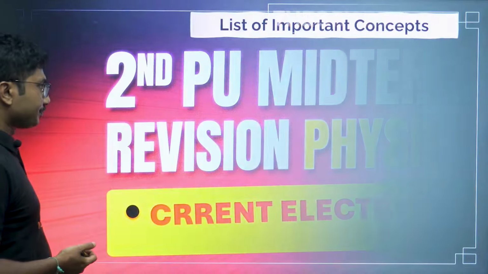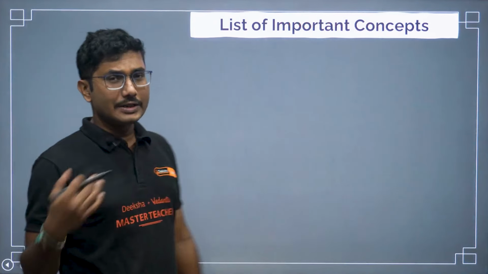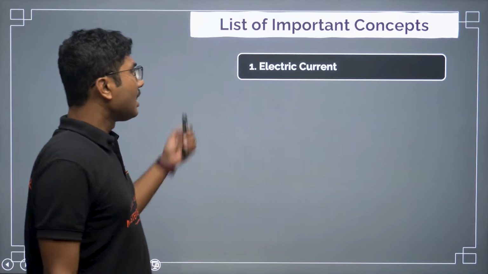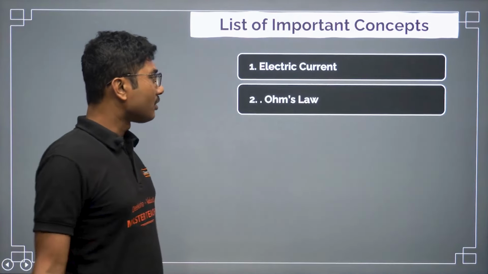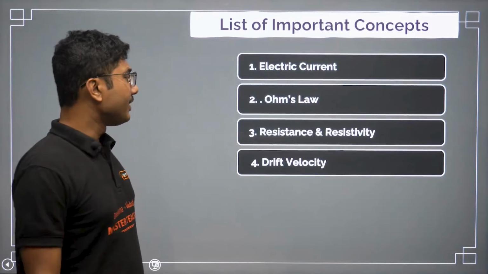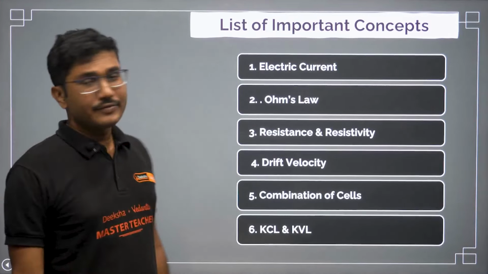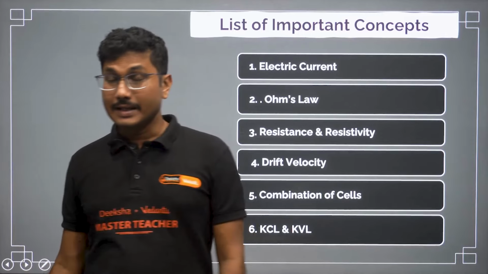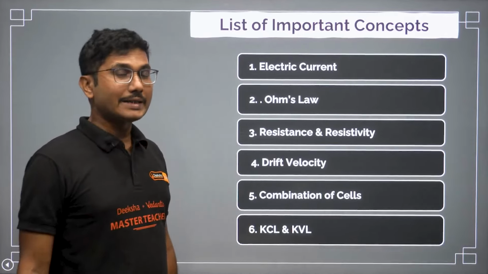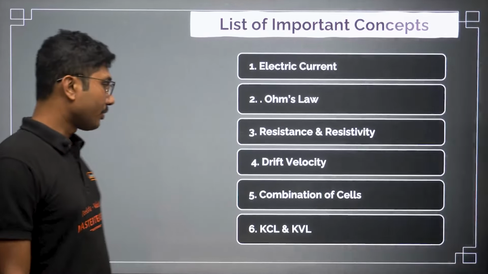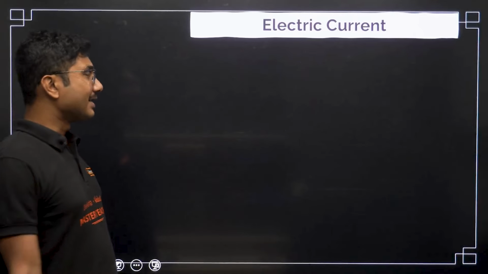Now let's start. Let us look into the list of important topics from this chapter: electric current, definitely Ohm's law, resistance and resistivity, drift velocity, combination of cells, and KCL and KVL. KCL and KVL also includes, as an application, the Wheatstone bridge. Okay, now let's start with electric current.